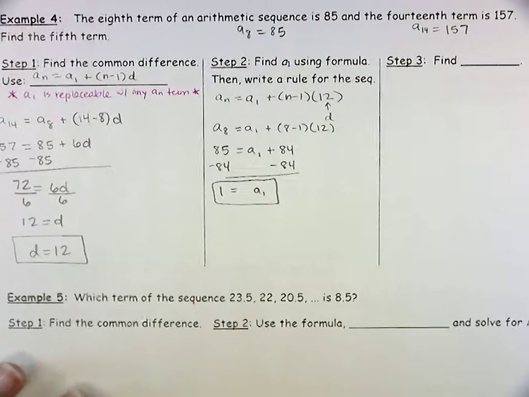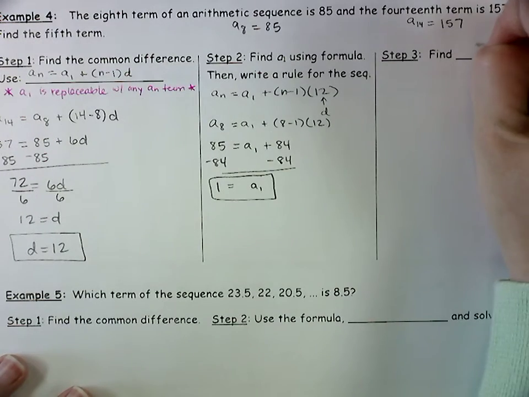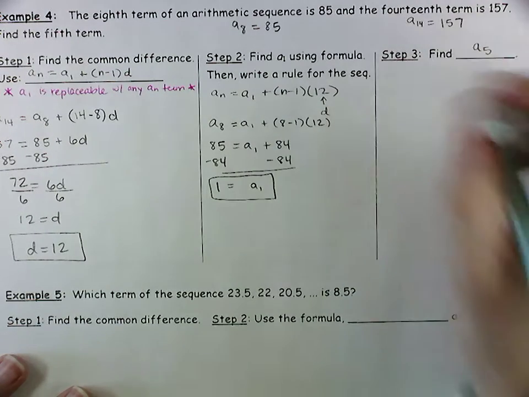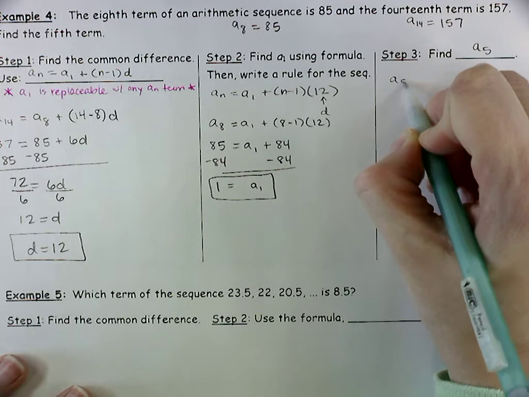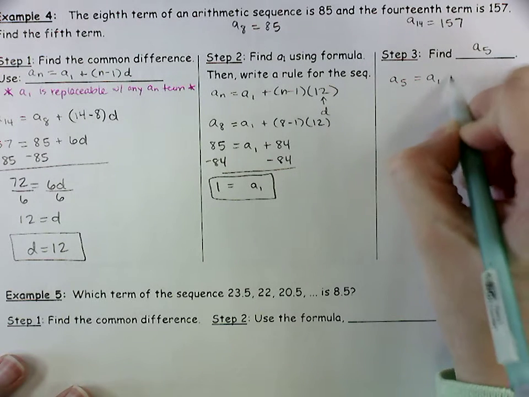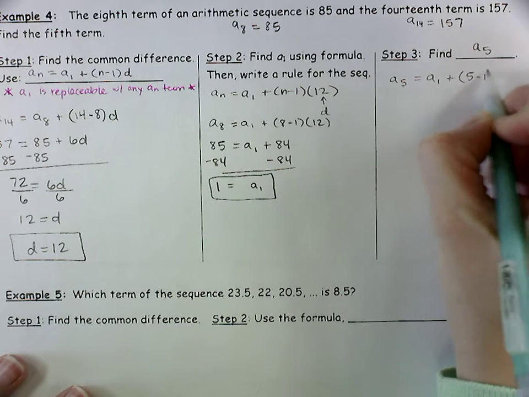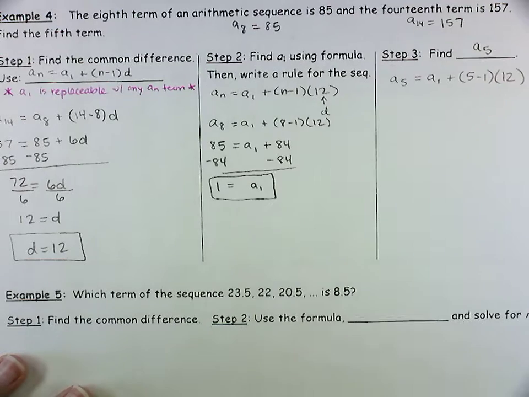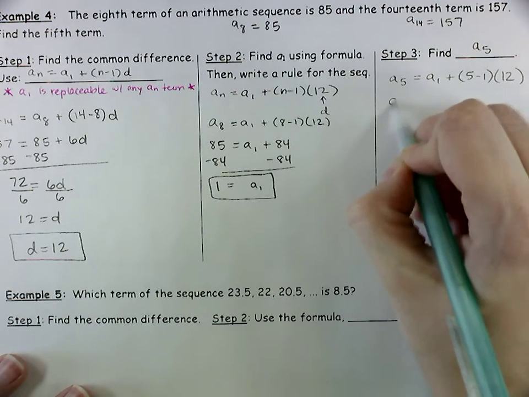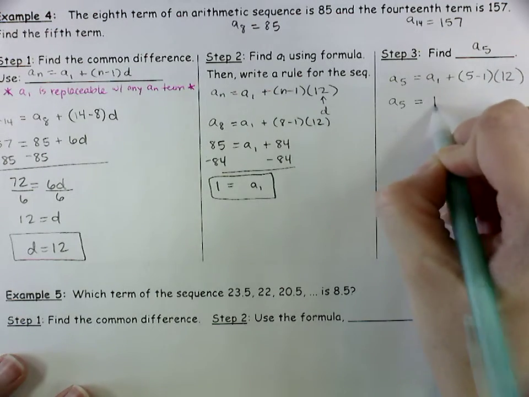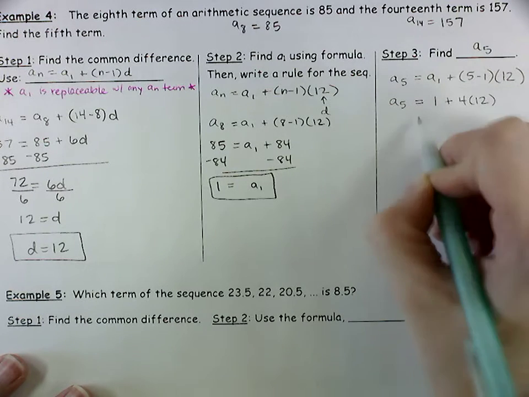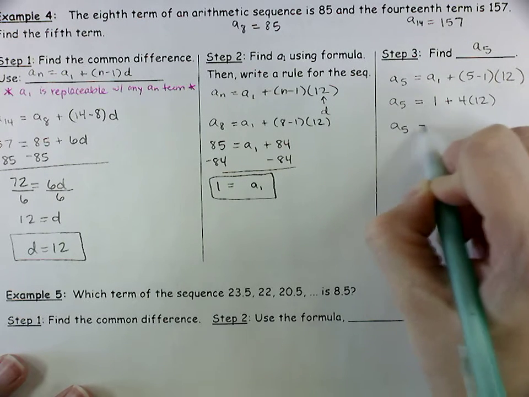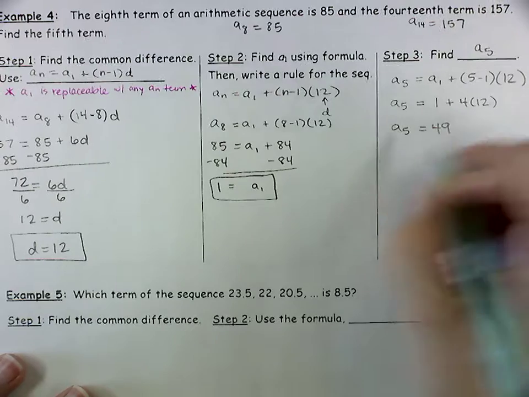Okay, so once you have a sub 1, that means you can find a sub 5 by using the formula a sub 5 equals a sub 1 plus 5 minus 1 times 12. So a sub 5 equals 1, which is a sub 1, plus 4 times 12. 4 times 12 is what? Plus 1 will be 49.